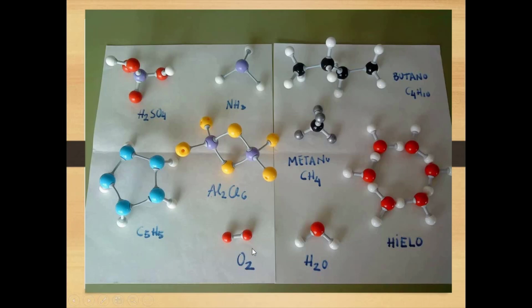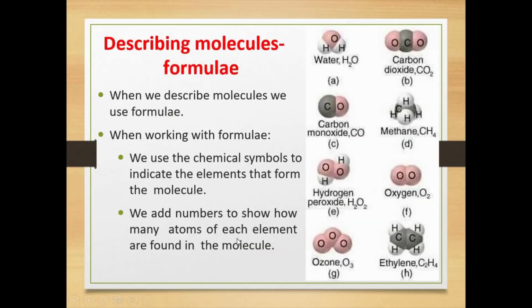So you're gonna find this is an element of oxygen, but it exists as a molecule, not only one atom, but it's also two atoms. So to describe the molecule, we use a formula. Formula means the chemical formula of the water. So we know that water is H2O, two atoms of hydrogen and one atom of oxygen.